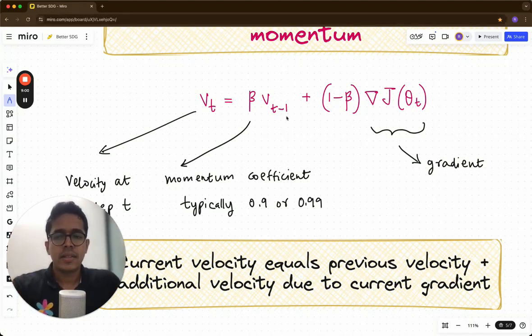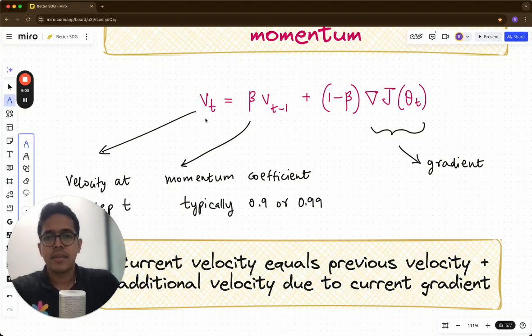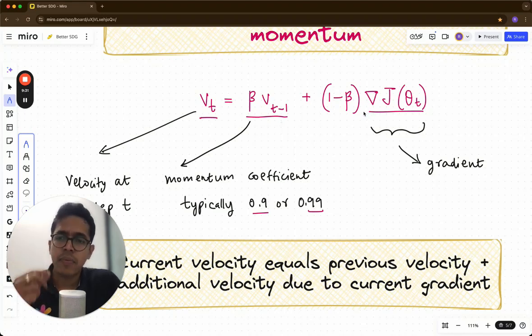All that this equation is trying to say is that the current velocity, which is the velocity at time step t, is equal to 99% of the previous velocity, 99% or 90% depending on the value of beta. The current velocity is pretty much equal to the previous velocity, but we are adjusting it a little bit based on the current gradient. So current velocity equals 99% previous velocity plus a small fraction of the current gradient. That is what this equation means logically.